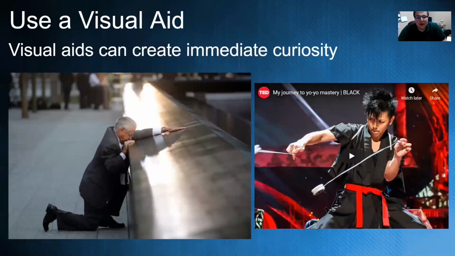Same with visual aids. We're just people, we're no better than children. We like to look at things. We like to see things that inspire us. When I see this little picture on the left of a guy, I don't even know what that is. I'm curious. Why is he doing that?